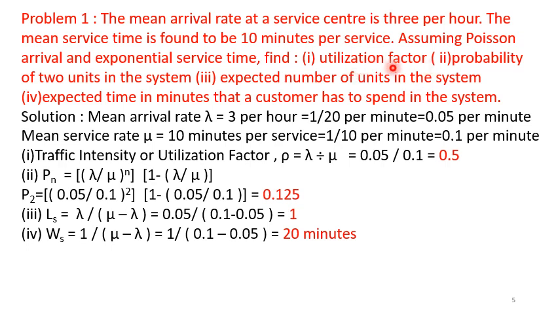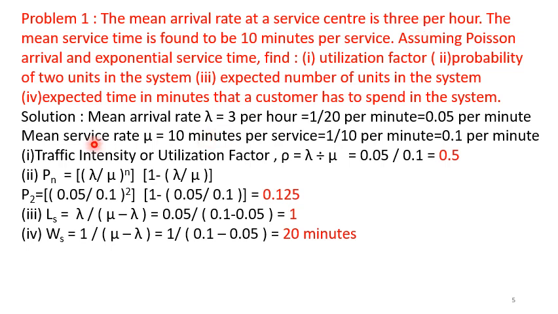This utilization factor, first one, is very clear. Your traffic intensity or utilization factor rho is equal to lambda divided by mu. But what is lambda? Mean arrival. It says customers arrive at the rate of 3 per hour, that is, 3 customers in 60 minutes. So in 1 minute, 3 by 60. 3 by 60 is 1 by 20, that is 0.05 customers per minute.